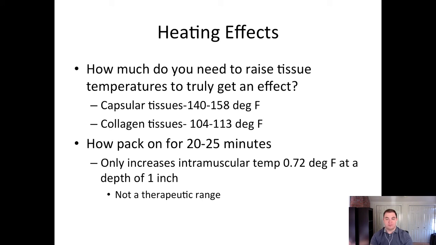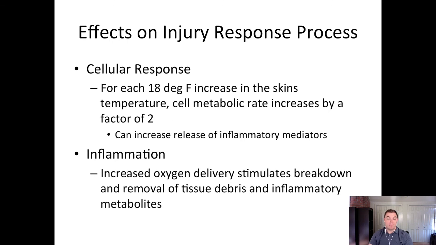That is not a therapeutic range, right? We're not raising the tissue temperatures to 104 to 113 degrees Fahrenheit. So why do we heat? I don't actually know why people heat. Well, I do know because it's a soothing effect, and that's about it.